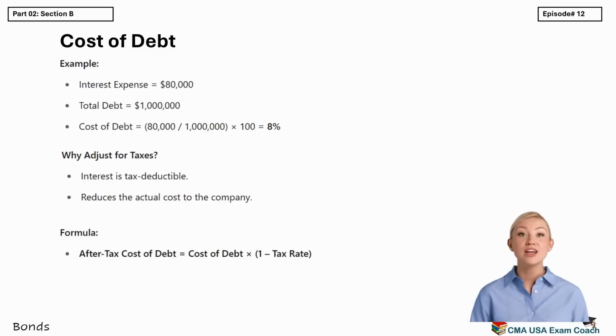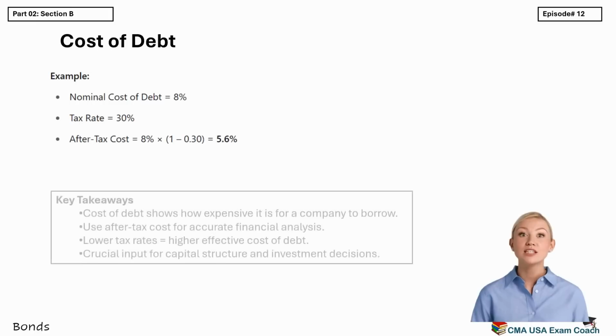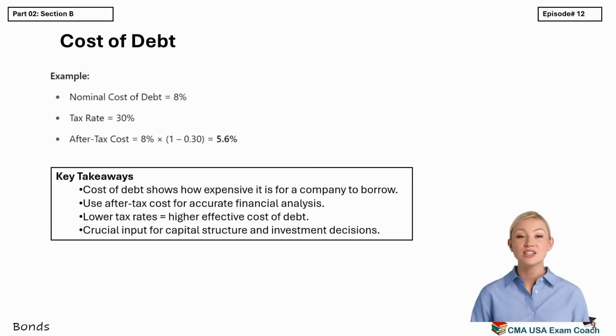Let's apply that to our earlier example. Suppose the corporate tax rate is 30%. After-tax cost of debt equals 8% times 1 minus 0.30, which gives 5.6%. That 5.6% is what the debt actually costs the company after accounting for the tax shield.